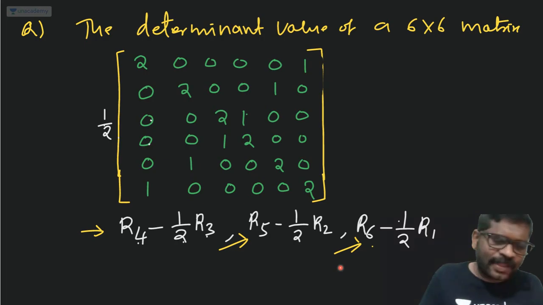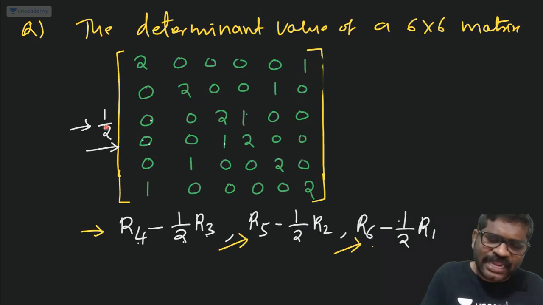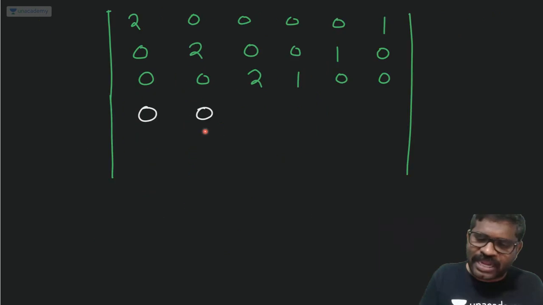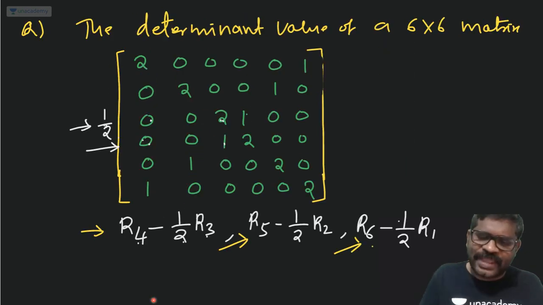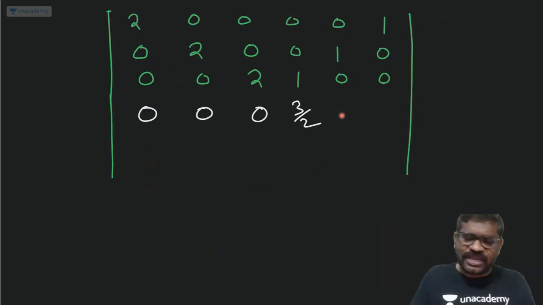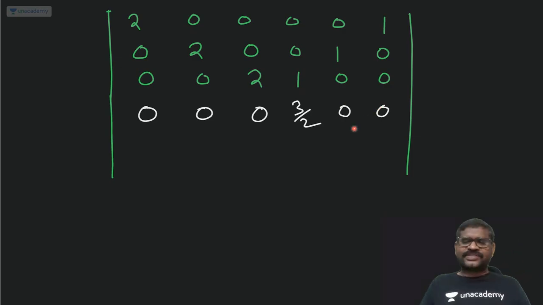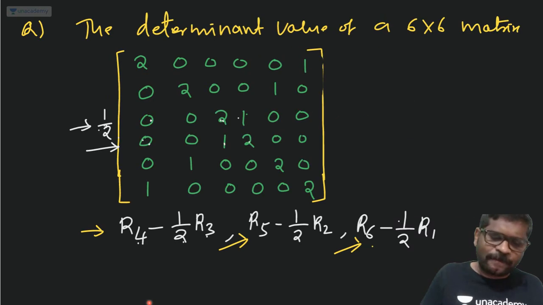Now, this is the 4th row, this is the 3rd row. 0 minus 1 by 2 into 0, 0. 0 minus 1 by 2 into 0, 0. 1 minus 1 by 2 into 2, 1 minus 1, 0. Next, 2 minus 1 by 2, 2 minus 1 by 2 is 3 by 2. Next, 0, 0.